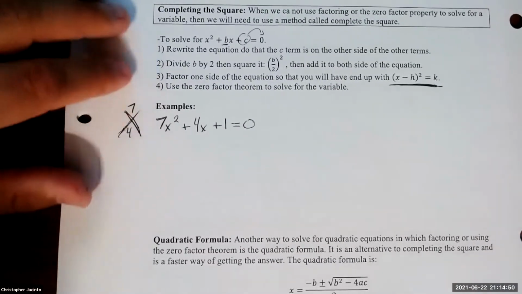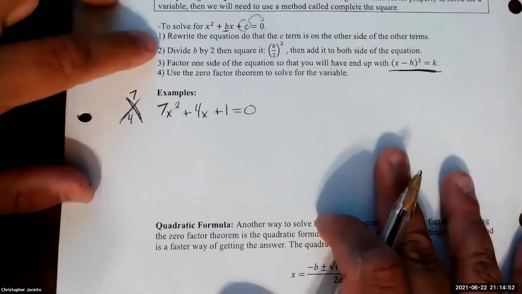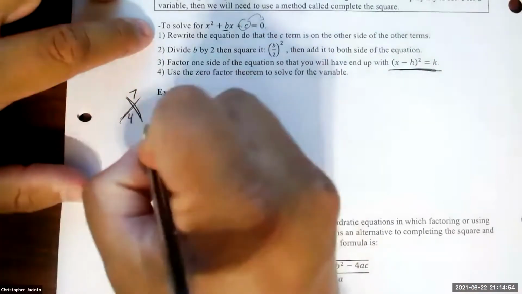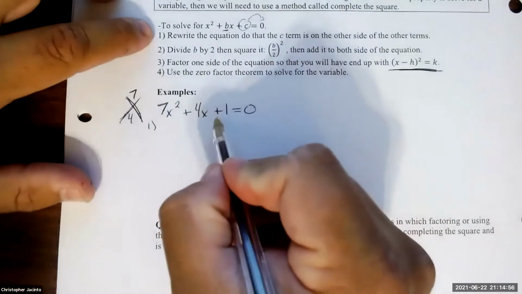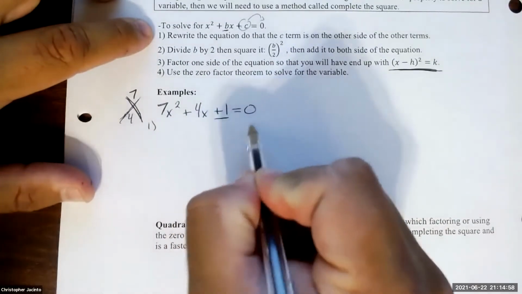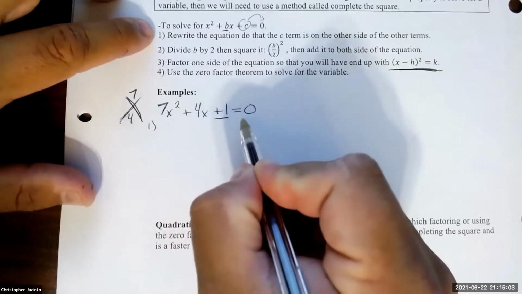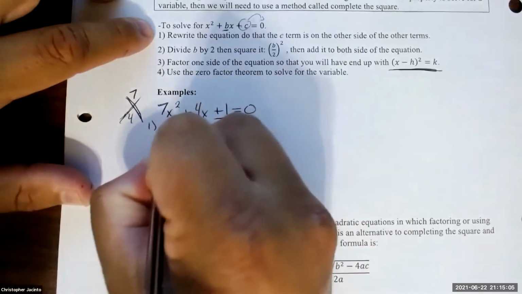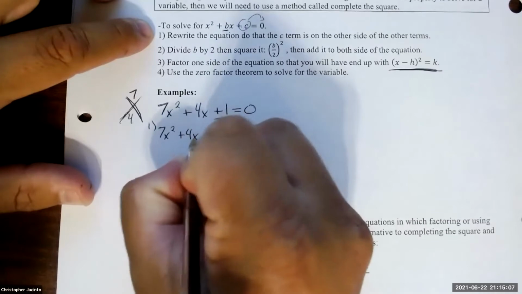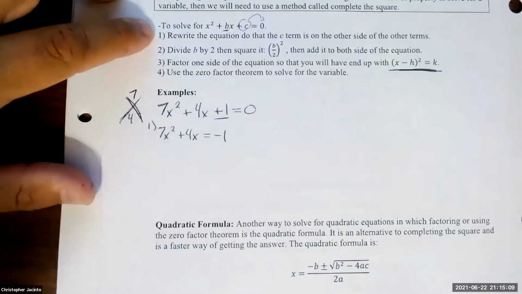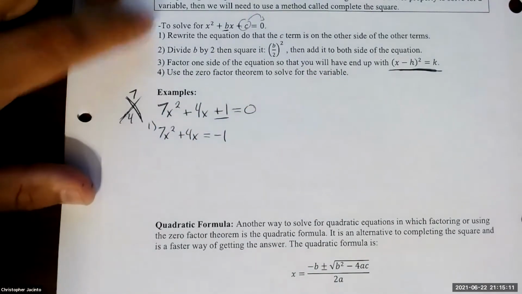Okay? So we're going to follow the process we have here. So step 1, this is our c value. We have to bring this to the other side. So in this case, since it's addition, we're just going to subtract it to the other side. Just like that. So we're done with step 1. Nice and easy.